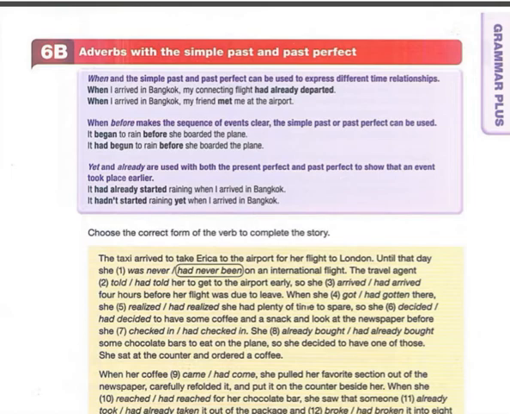It had begun to rain before she boarded the plane. So we need to decide what event occurred first. "Yet" and "already" are used with both present perfect and past perfect to show that an event took place earlier or later. It had already started raining when I arrived in Bangkok, and it hadn't started raining yet when I arrived in Bangkok.